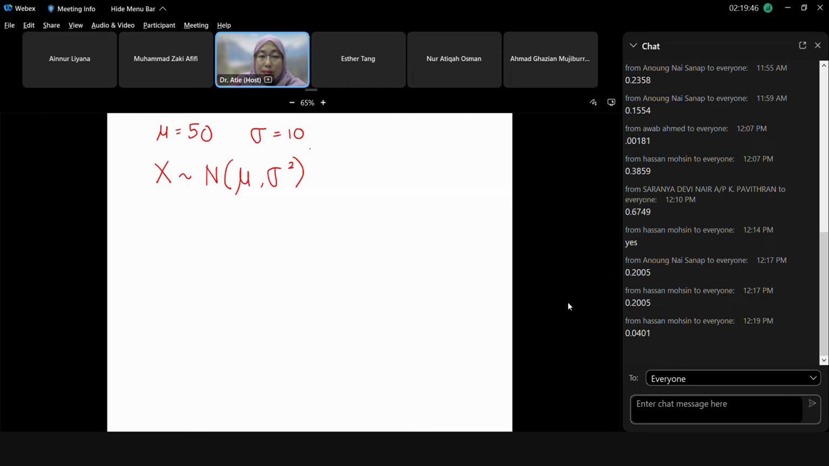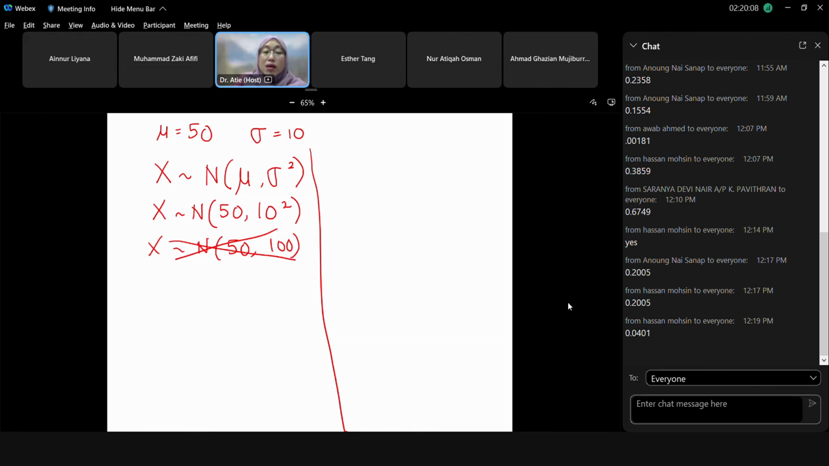X is distributed with a normal distribution with the mean and the standard deviation squared. So X is normal, the mean is 50 and the standard deviation is 10 squared. I don't want you to square this and write it as X, normal, 50, 100. You must follow the format written here: the standard deviation squared, so write 10 squared, not 100. Now we need to convert from x to z.